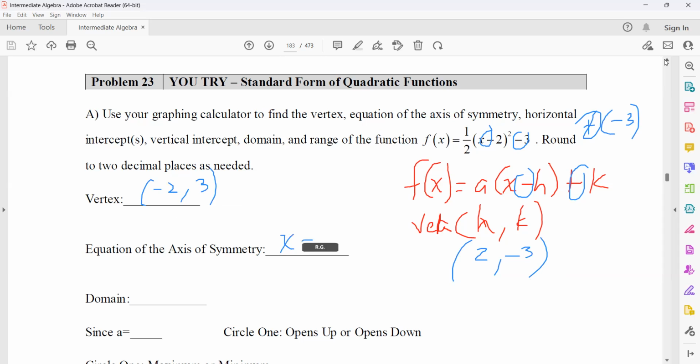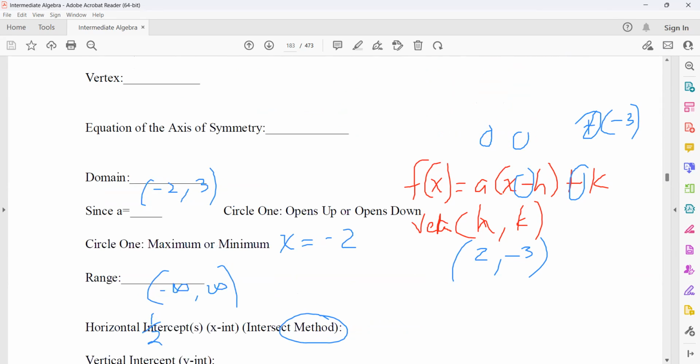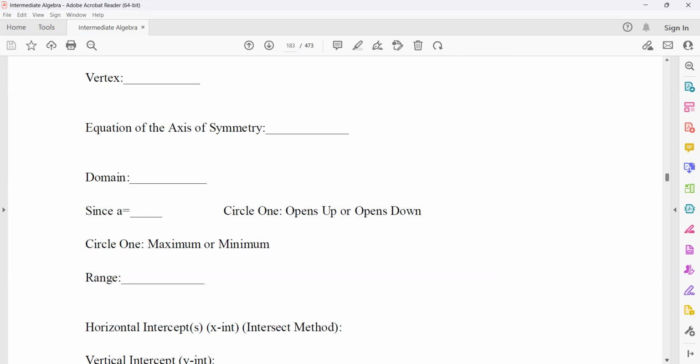Now what is my equation of axis of symmetry in that? What is my domain, or real numbers? What is a? 1/2. Remember, a is positive, so it's going to open up because a is positive. And then it says we have to find the range. So what is the range going to be? Remember, we're saying this opens up.